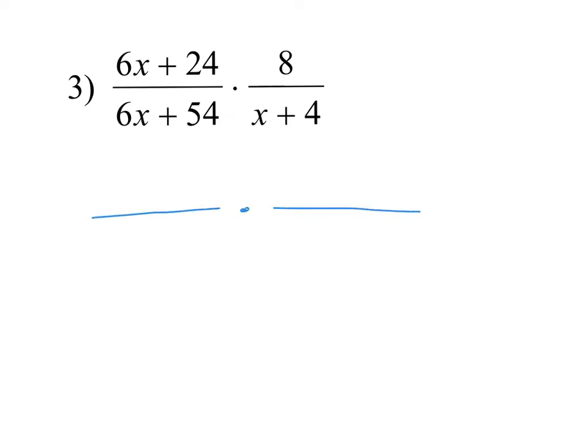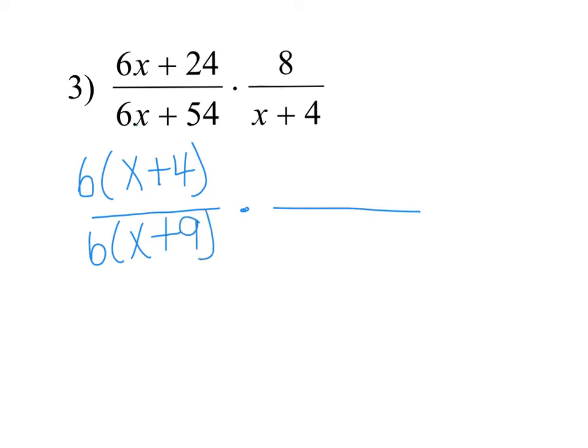So I'm actually able to factor the numerator of the left fraction, and 6x and 24 have a common factor of 6. So I'm going to take that out, and I'm left with x plus 4. The denominator also shares a 6 with the 6x and the 54, so I can factor that out, and I'm left with x plus 9. The 8 stays the same, and the x plus 4 stays the same.